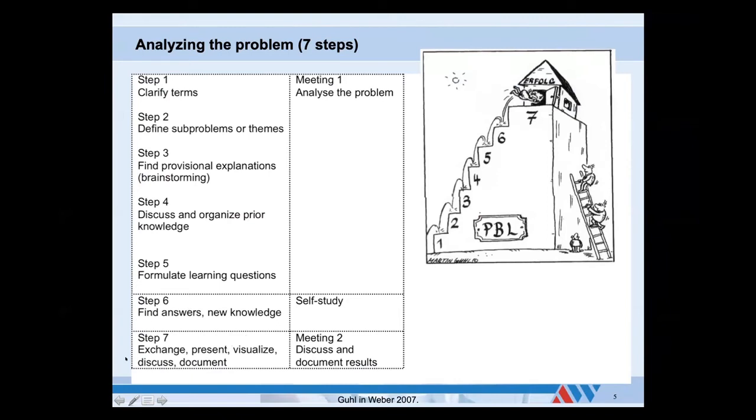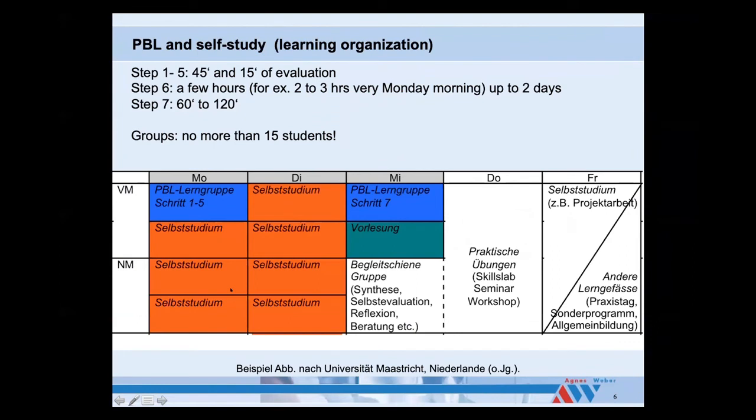And of course, step 7 is also really important, because then they exchange, they retain, they go into their depth, they are being asked questions, they ask each other questions. This is the outcome that has to be presented and that has to be fixed in a certain manner.